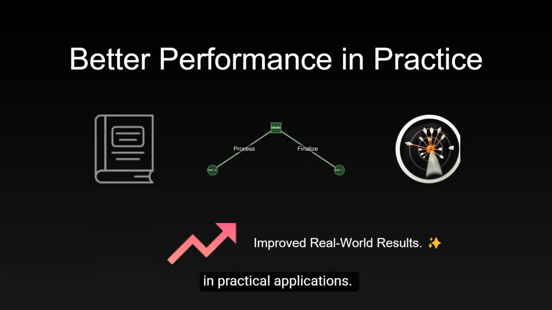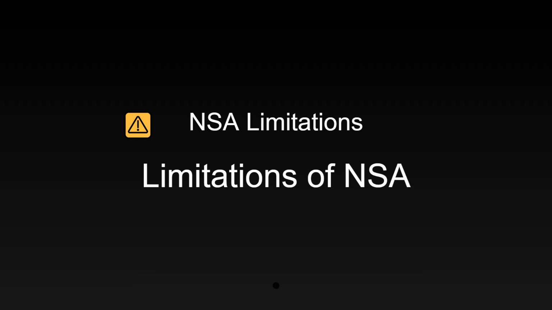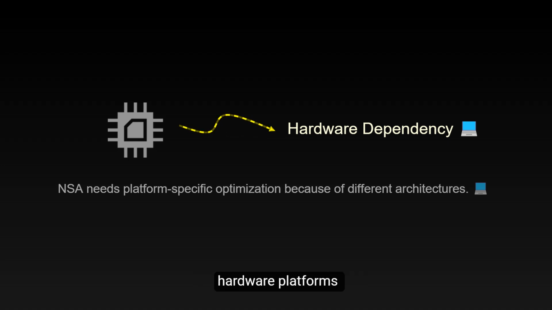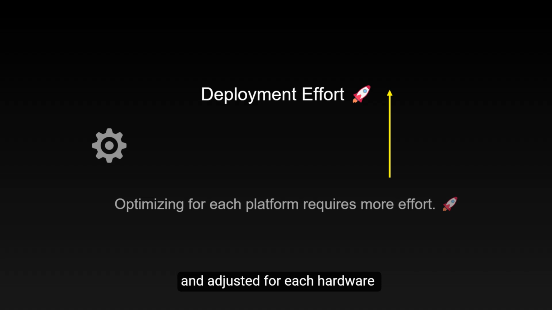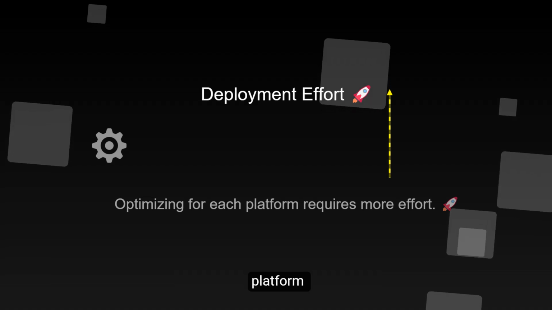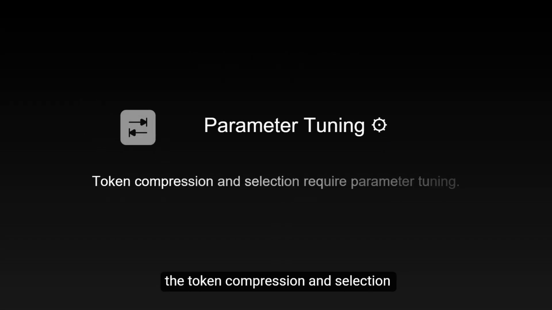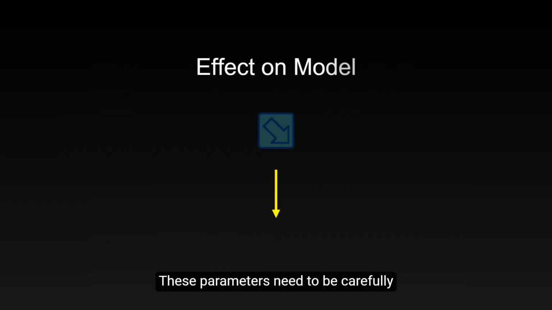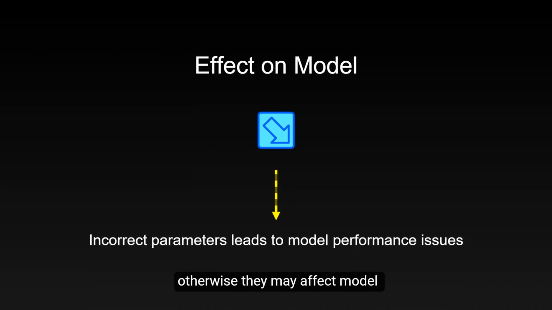Of course, the NSA approach also has some limitations that need to be noted. First, due to the different architectural characteristics of different hardware platforms, NSA needs to be specifically optimized and adjusted for each hardware platform, which increases the deployment workload. Secondly, the token compression and selection strategies in NSA involve multiple key parameters. These parameters need to be carefully tuned according to specific application scenarios. Otherwise, they may affect model performance.